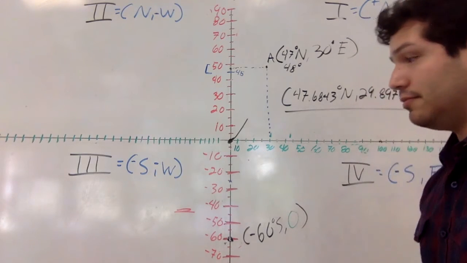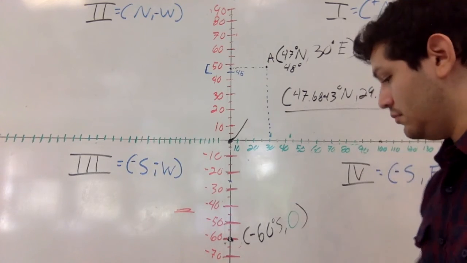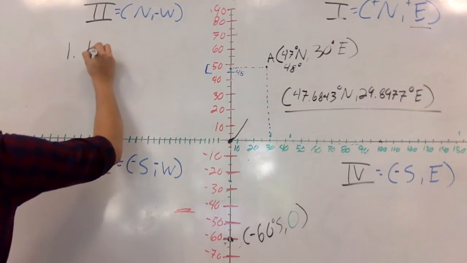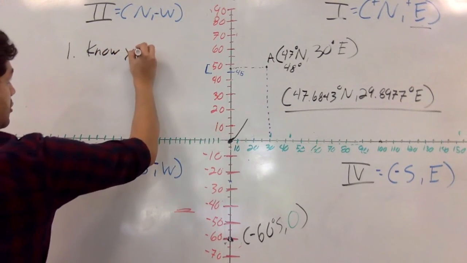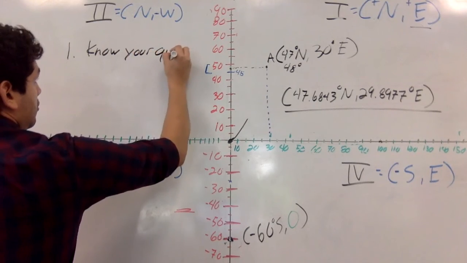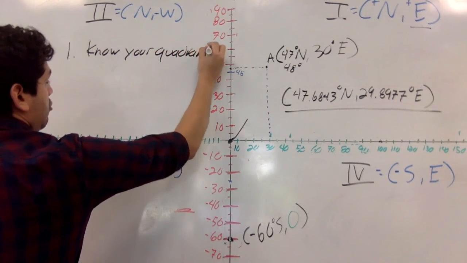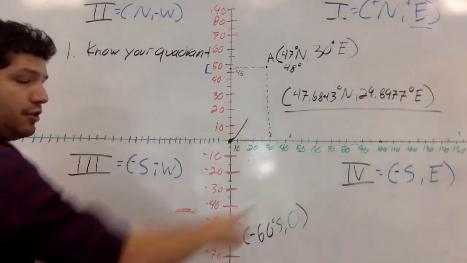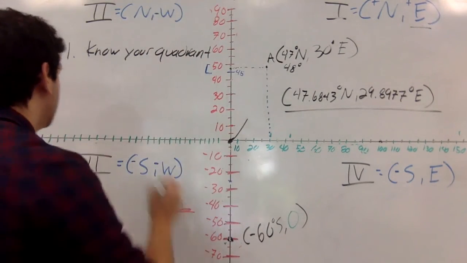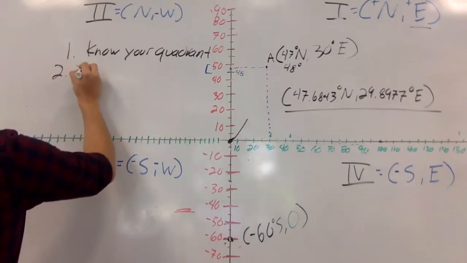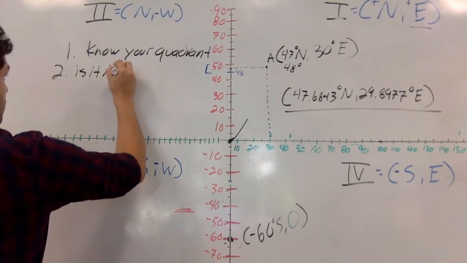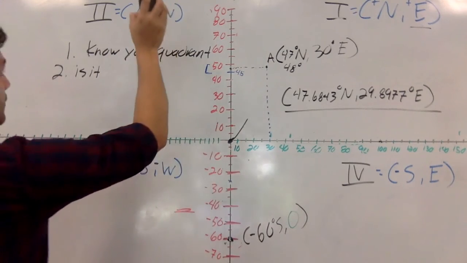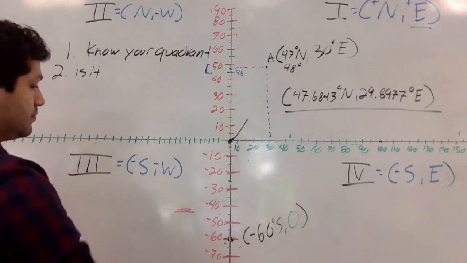Okay. So biggest takeaways. Biggest thing is number 1, know your quadrant. 1, 2, 3, 4. Where is it? Actually, just kidding, because number 1 already should tell you whether it's going to be north, south, east, or west. That you should already know.